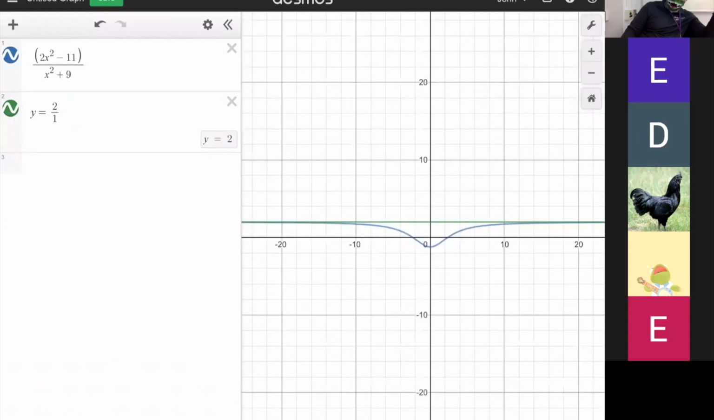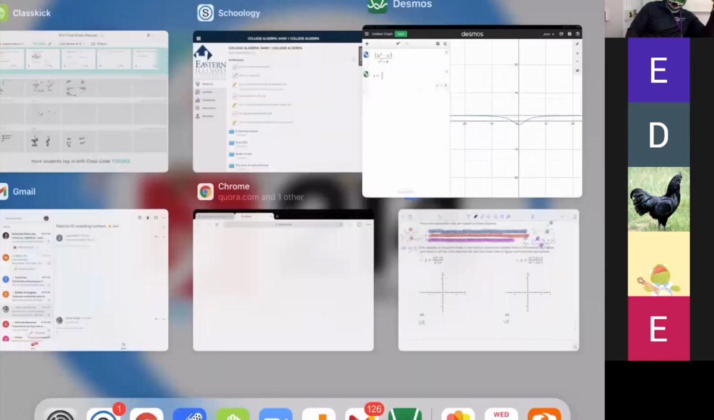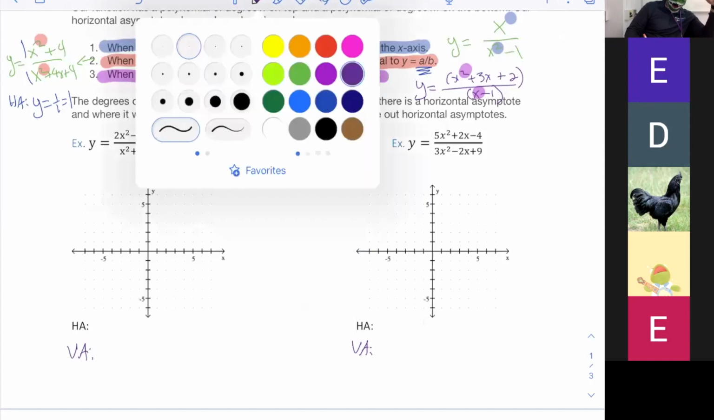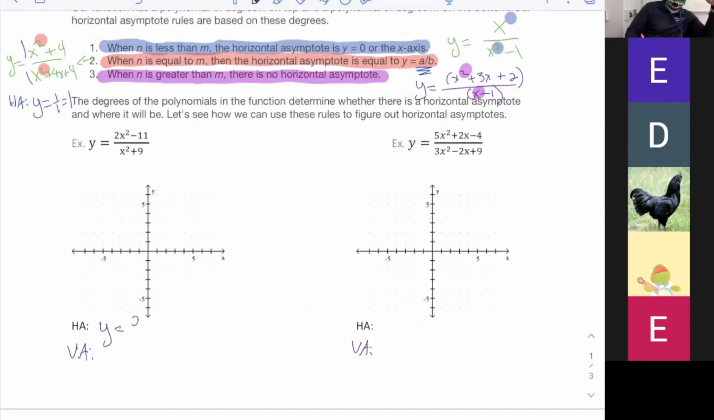And where does that come from? Well, we talked about it comes from when n is equal to m. When they're equal to each other, it's just the lead coefficients divided by each other. So in this case, it's y equals 2 over 1, or just 2.